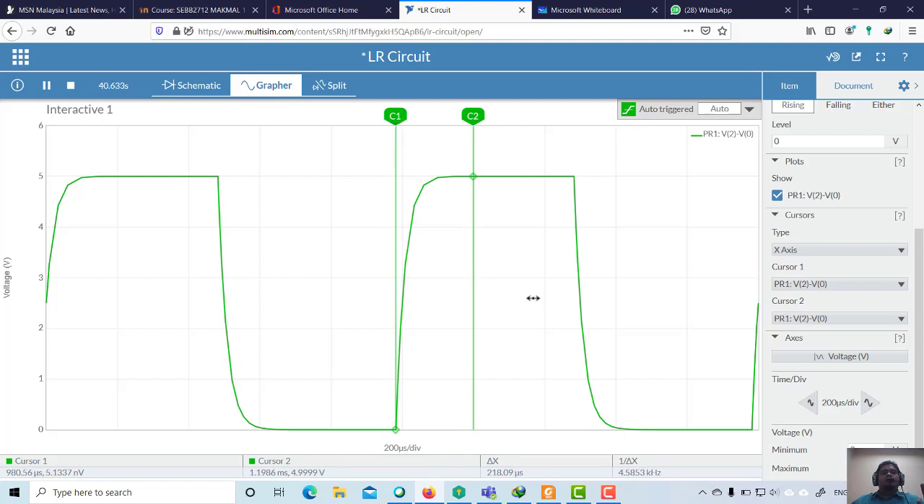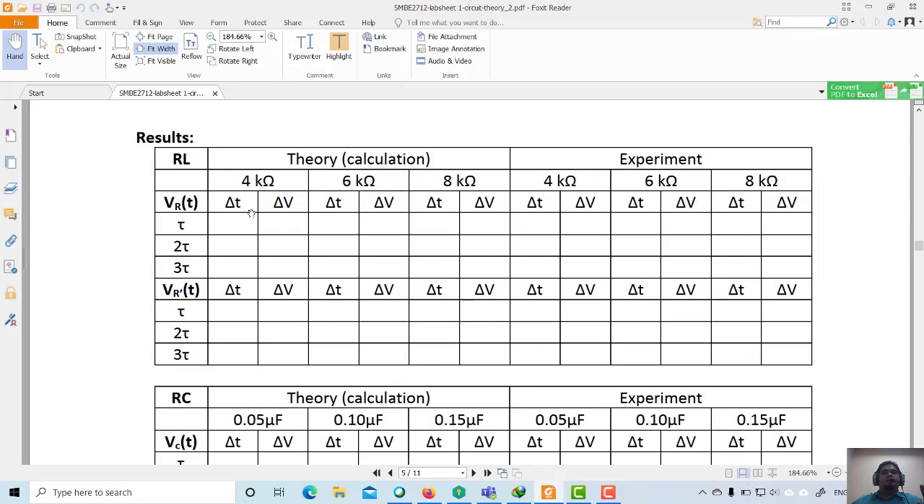First, I want to clarify the lab sheet. The delta t in the lab sheet actually represents the difference between one cursor and another. In physical experiments, when you are using the oscilloscope, this represents the delta t, while in Multisim it is represented by delta x. Because in the physical experiment that delta x is represented by delta t on your oscilloscope screen, that makes you a little bit confused.